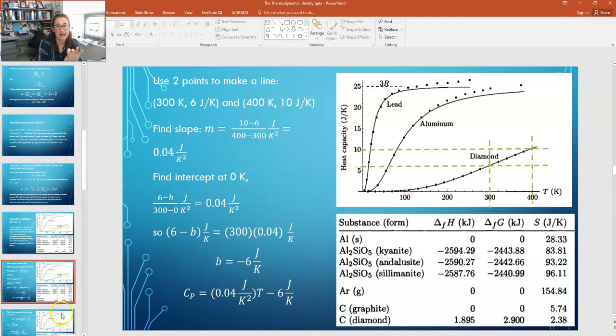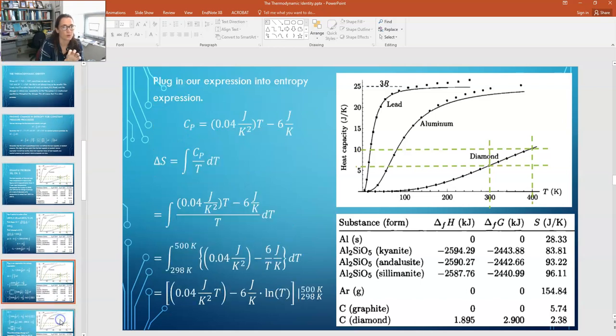So now that I have my function for C, I can plug that into my expression for the change in the entropy. Delta S is equal to the integral of Cp over T dT. So plugging that in, I have the integral of 0.04 times T minus 6, divided by T dT. Now when I simplify that, in the first expression, 0.04 times T over T, the T's cancel out. And in the second expression, I get minus 6 over T.